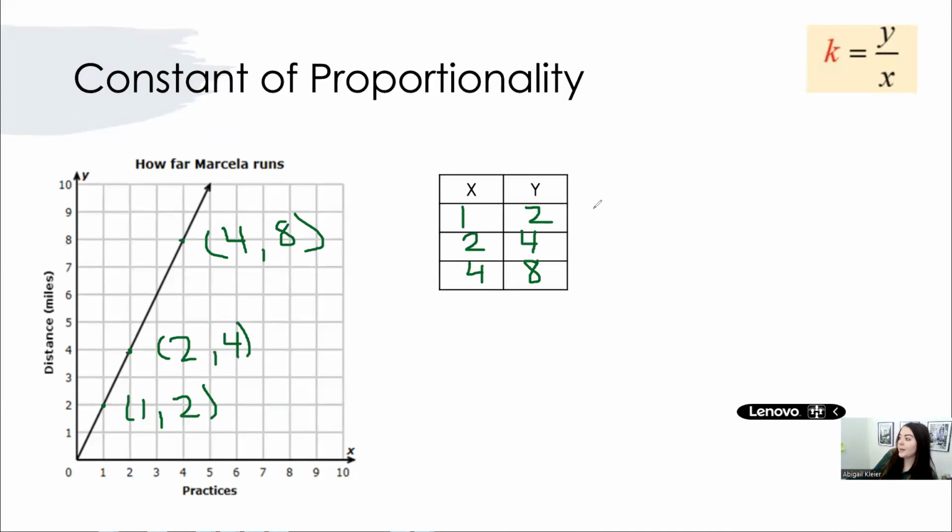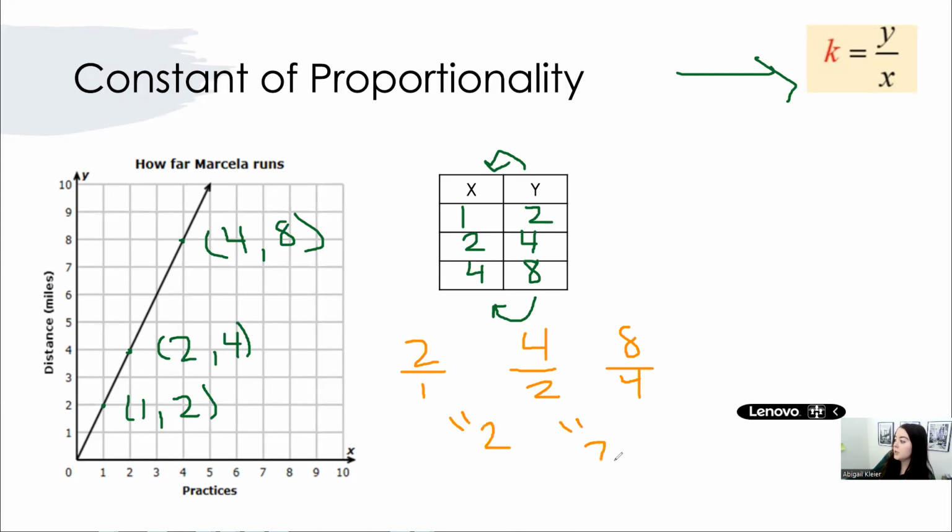Now when I'm looking at my table, I can use this formula up here: k equals y divided by x, where k stands for constant of proportionality. I'm looking at all my y values and I'm going to divide by my x value. So I have 2 divided by 1, 4 divided by 2, 8 divided by 4. If all of these are simplified, you'll notice that they all equal 2. So that means the constant of proportionality in this graph would be k equals 2. The relationship between our y values and our x values is consistently the value of 2.